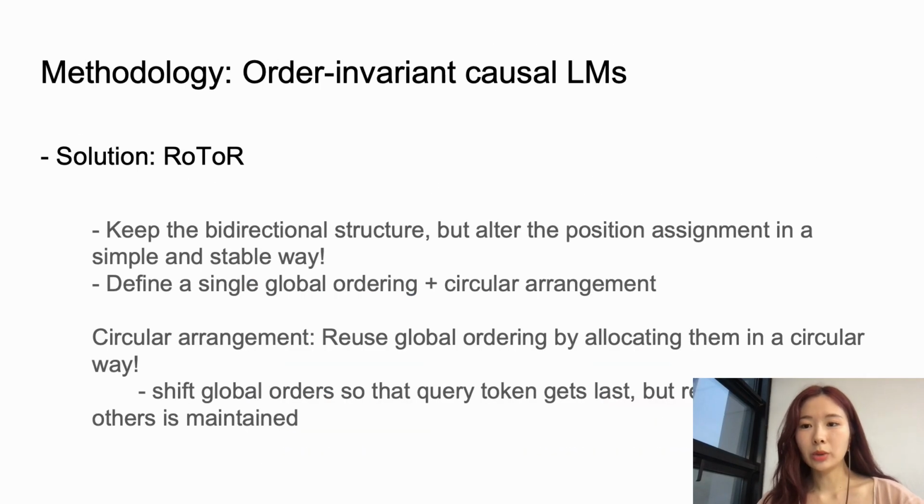So we propose RoToR, which keeps the bidirectional structure but alters the position ID assignment by defining a single global ordering and circular assignment. Circular arrangement means that we keep the relative global order between segments, but shift so that we reuse that ordering all the time.